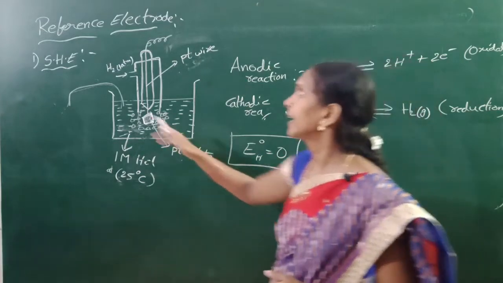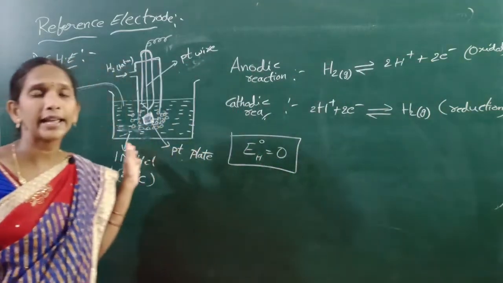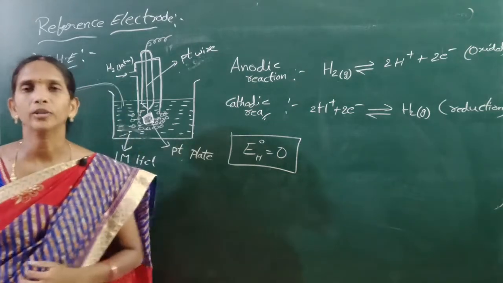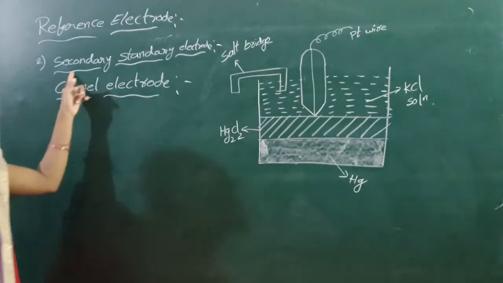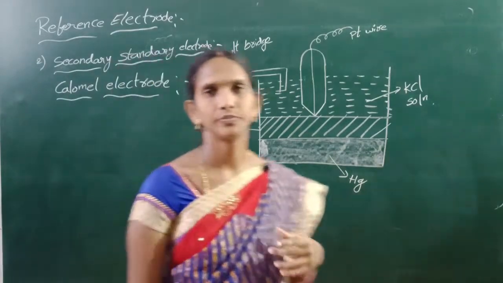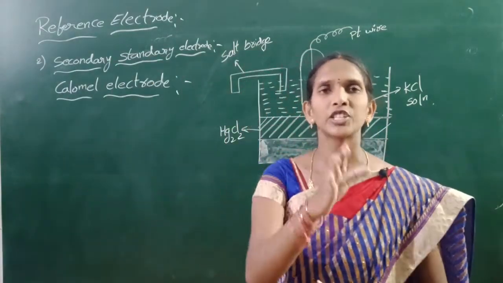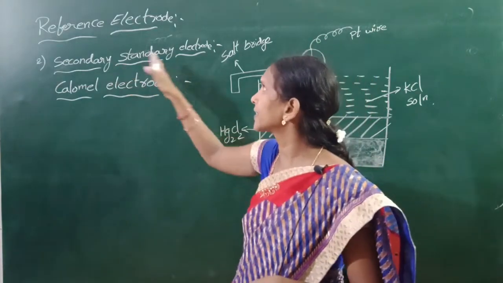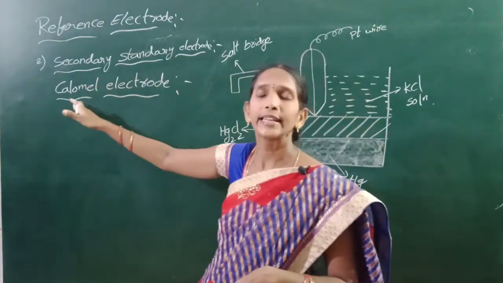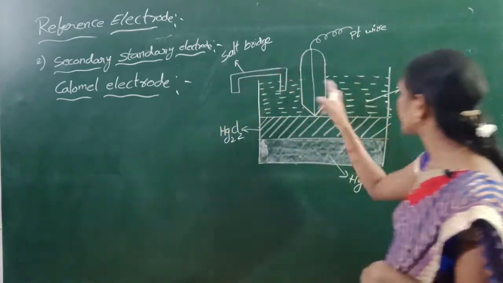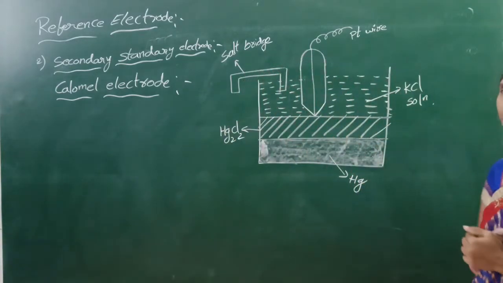This is the primary standard electrode, that means the standard hydrogen electrode. Next is the secondary standard electrode. For the secondary standard electrode, here I can take the calomel electrode. This is the calomel electrode.